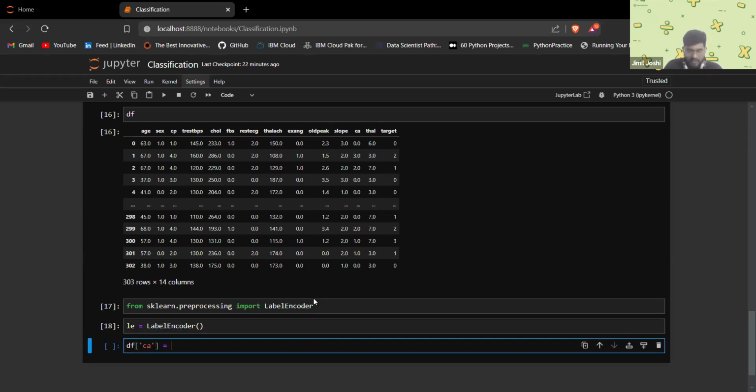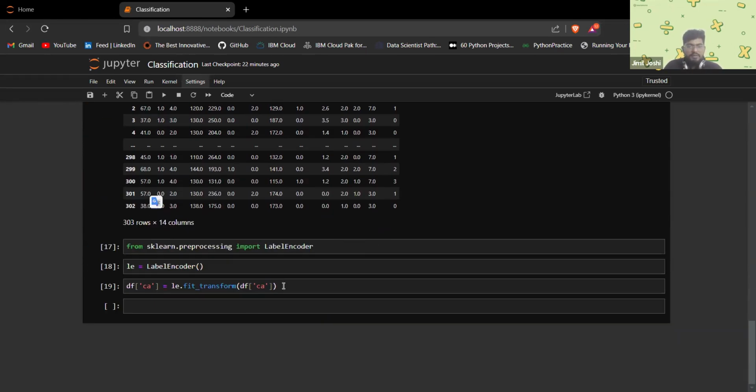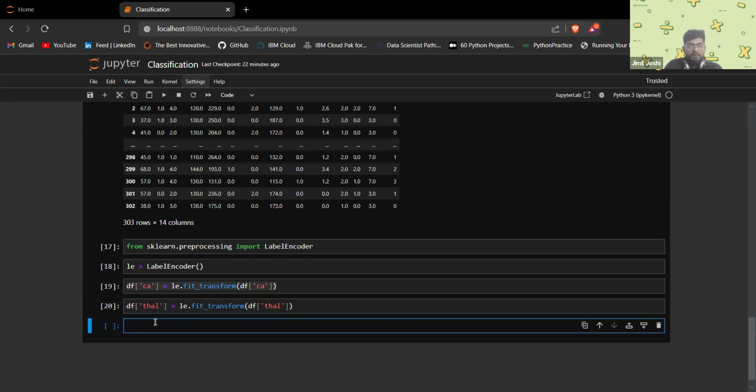So for CA, we can apply le.fit_transform. It's very simple, right? We can just give our data, okay, df of CA, it will do it for you. Okay, for the CA, and second is the THAL. So you can do it here only, just copy it, paste it, and here instead of CA, there will be THAL. It will do it for that.